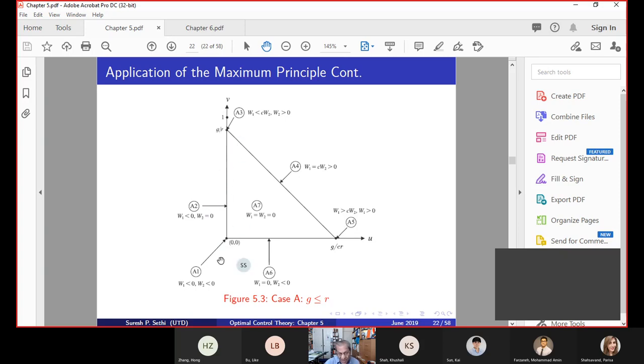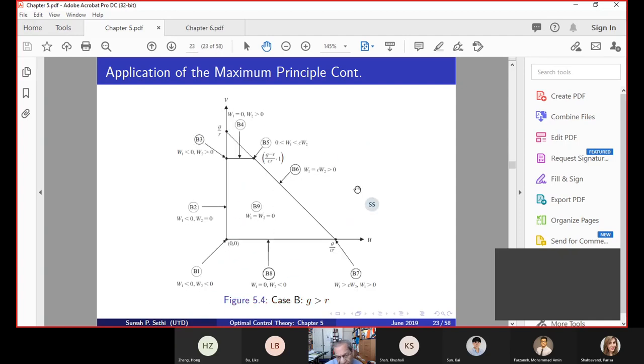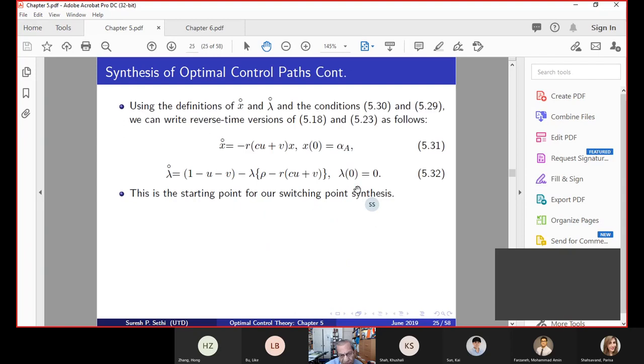This is what I'm trying to do now. As time goes, how our solution is going from A1 to A2 to A3. It might go back to A1, but because of the monotonicity of the situation here, we can show that it will not come back again to A1. So that's not important. It will automatically come as a part of the switching point solution anyway.